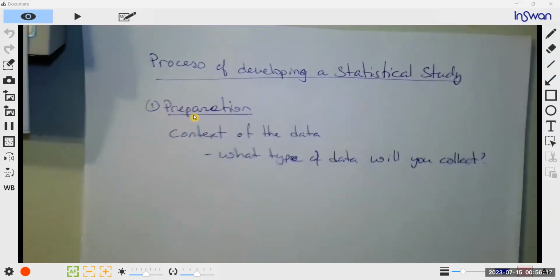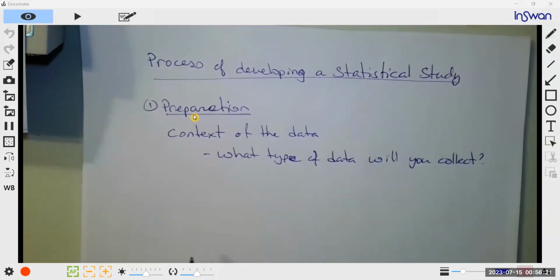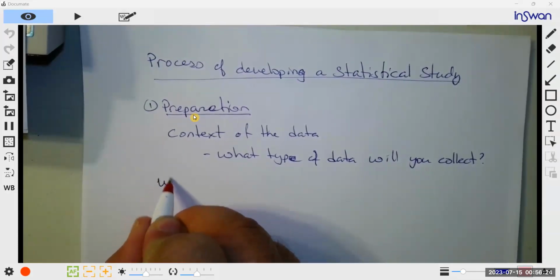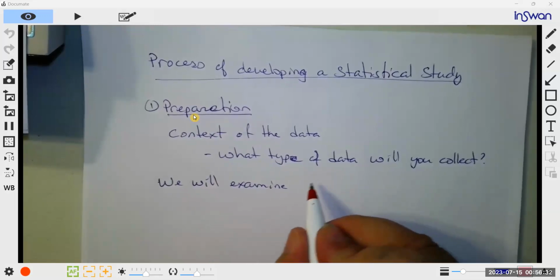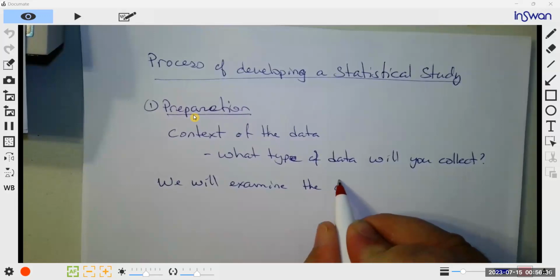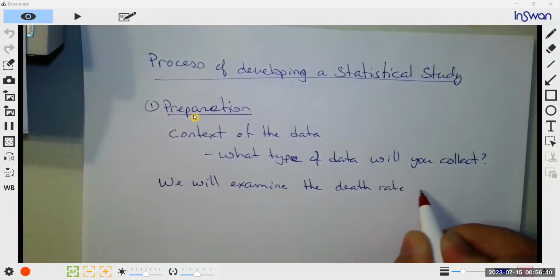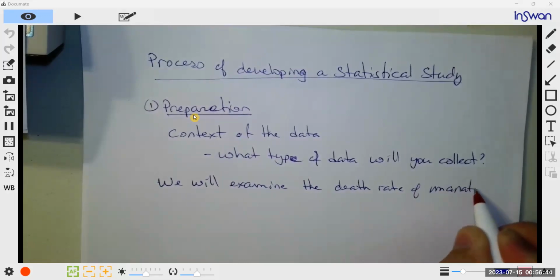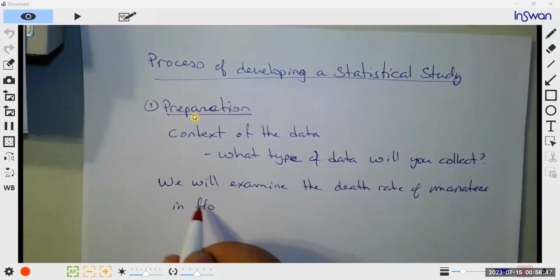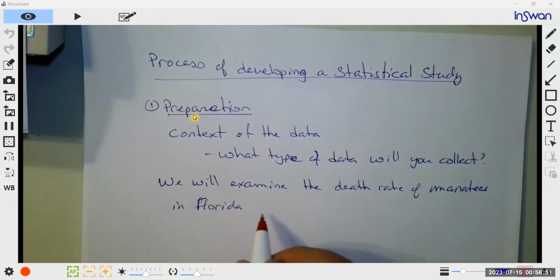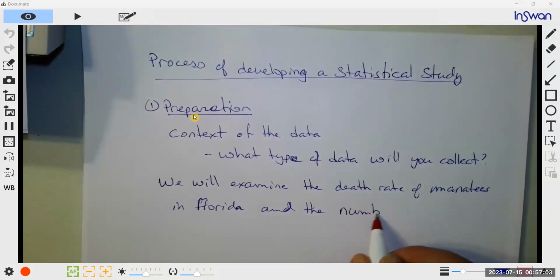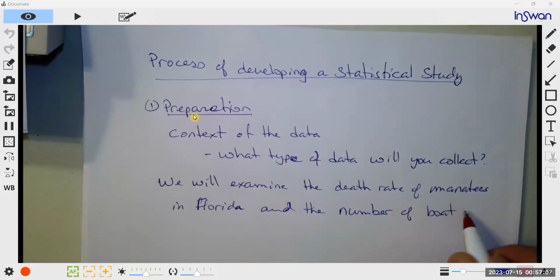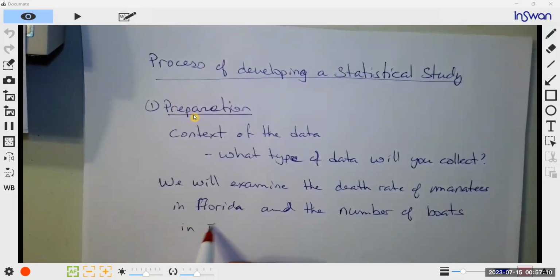Right. So in the example we use here in the first chapter of the book, the first section of the book, the data is: we will examine the death rate of manatees in Florida and the number of boats in Florida waters.